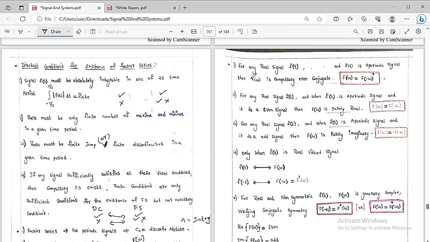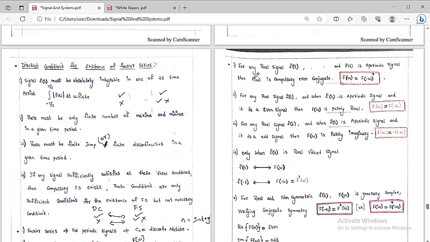That is the reason that for any real signal f of t, when f of t is an aperiodic signal, f of omega is necessarily conjugate symmetric, which is f of minus omega is equal to f conjugate of omega, or f of omega is equal to f of minus omega whole conjugate. This point I have already proved. For any real signal f of t, when f of t is a periodic signal and it is an even signal, then f of omega is purely real.